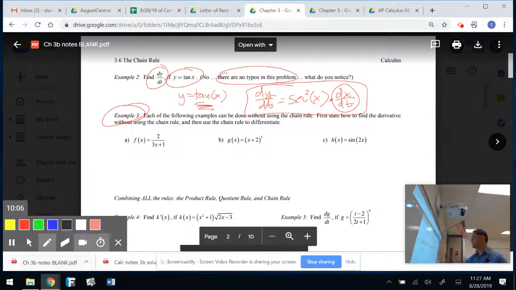All right, example 3. We're mowing through these bad boys. Each of the following examples can be done without using the chain rule. First, state how to find the derivative without using the chain rule, and then use the chain rule to differentiate. So here we go. Come on, challenge yourself.